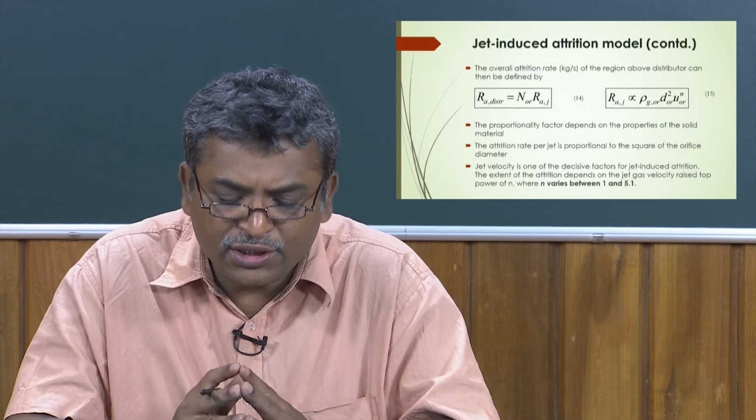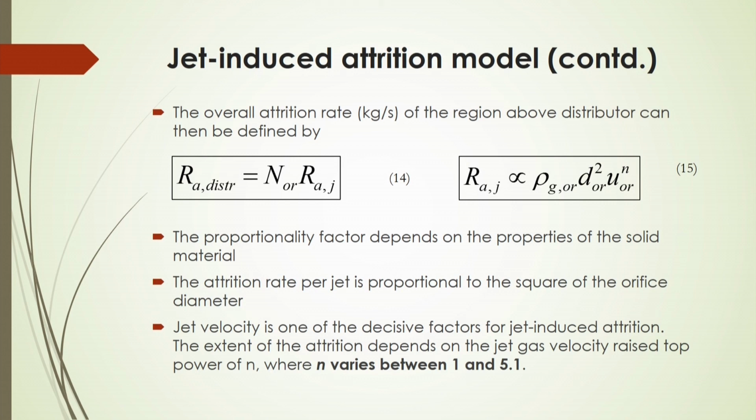Now, you cannot of course obtain the overall attrition rate knowing whether there is any interaction or not. It is very difficult to measure whether there is interaction of the jets, and it is not possible to measure it in that particular dynamic condition. So, the overall attrition rate is obtained after getting the fines formation. The overall attrition rate of the region above the distributor can be defined by R A distributor, which will be equal to NOR into RAJ.